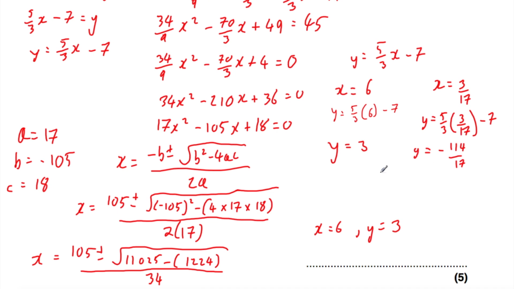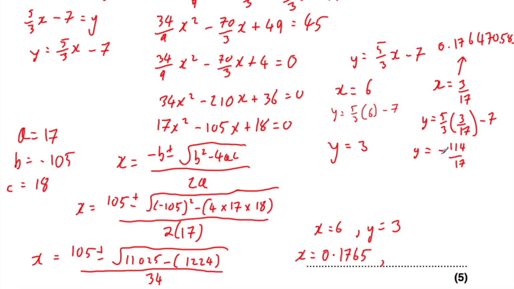Now the question says to give our answer to an appropriate degree of accuracy. So let's have a look at these and see what they are as decimal numbers. So we'll have x is equal to 3/17, which is equal to 0.17647058 and so on. So I'm going to round this to 4 decimal places. So x is equal to 0.1765 to 4 decimal places.